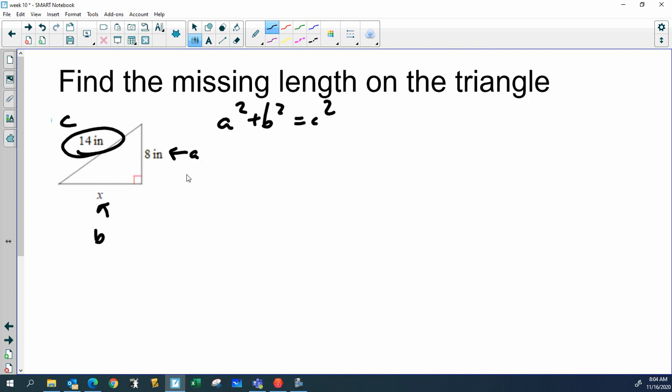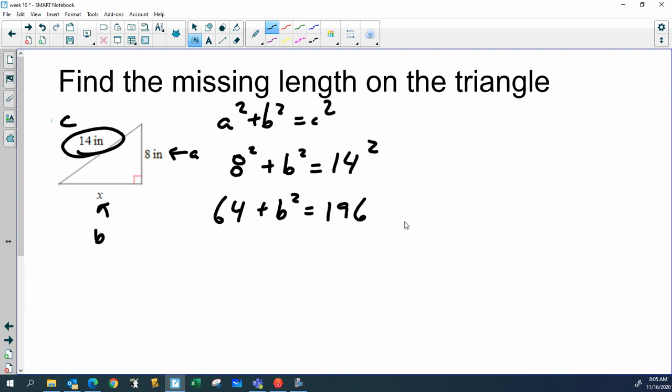And so we plug in the values that we know and solve for what we don't. And so in this case, I will plug in 8 for a. So I have 8 squared plus b squared equals 14 squared. And so I go down and I simplify. 8 times 8 is 64 plus b squared. 14 squared, I'll use a calculator for that one. 14 times 14, 196.